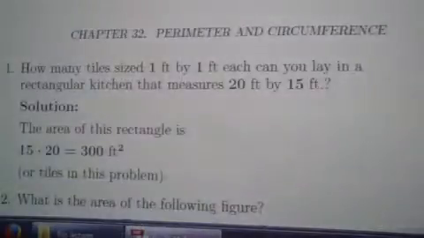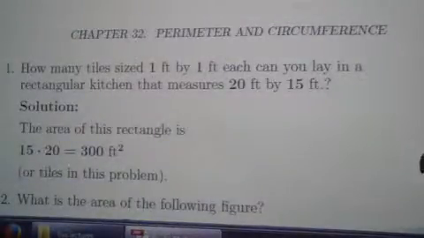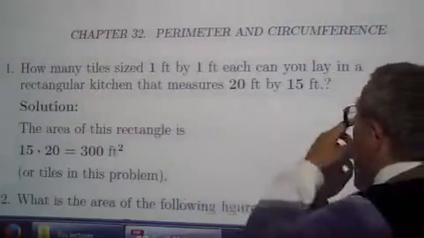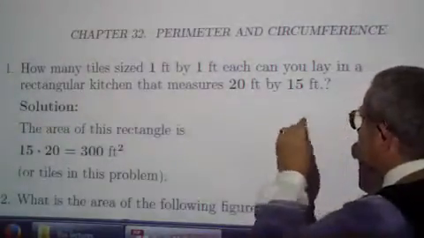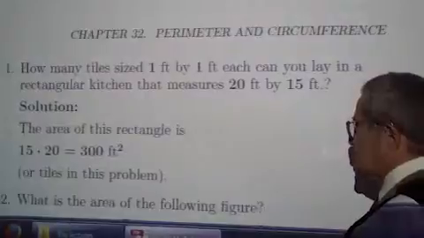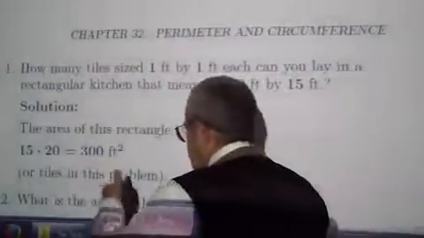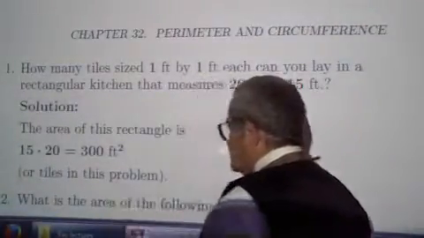Then we have 32. How many tiles size 1 by 1 can be laid in a rectangular kitchen that measures 20 by 15 feet? Well, 20 times 15 is 300 square feet, so 300 tiles.